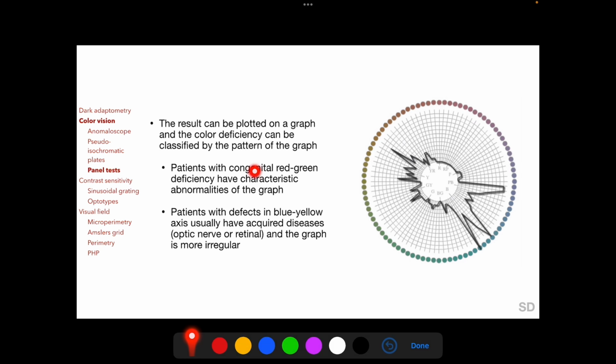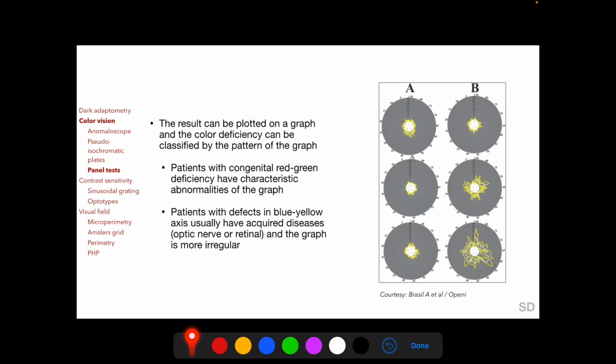Patients with congenital red-green deficiency have characteristic patterns on the graph, but patients with acquired diseases have more irregular patterns on the graph. So this is how the graph looks in a normal subject, and these show irregular patterns in a patient with acquired color vision deficiency.